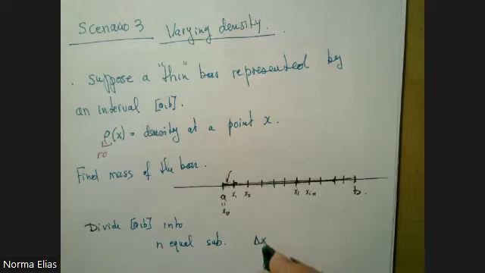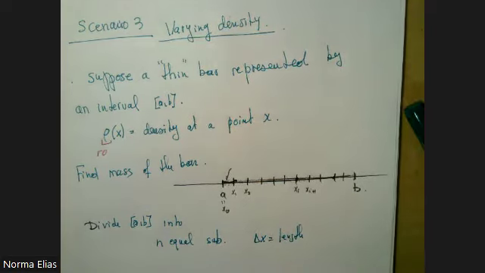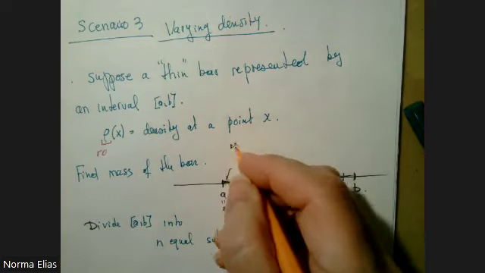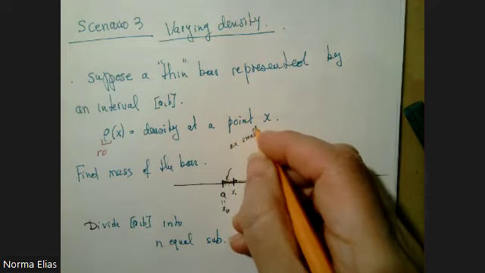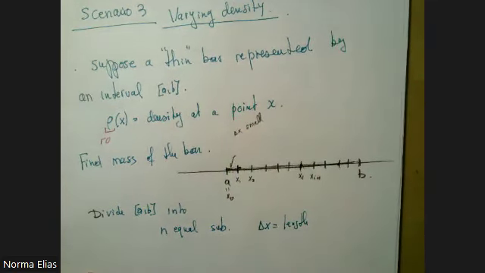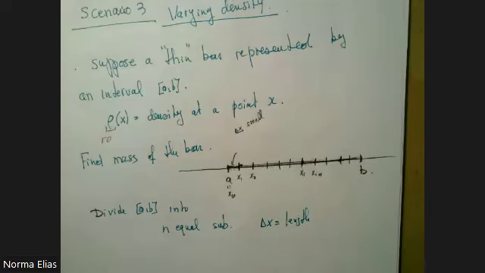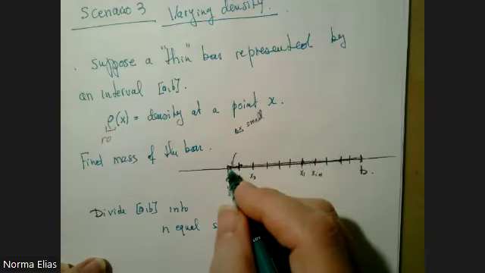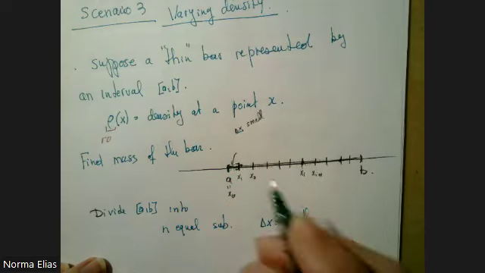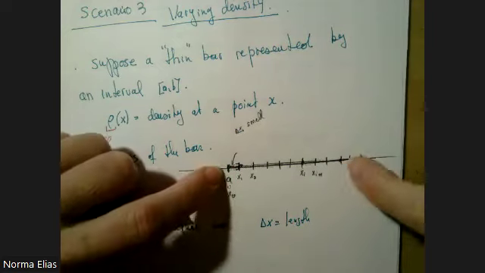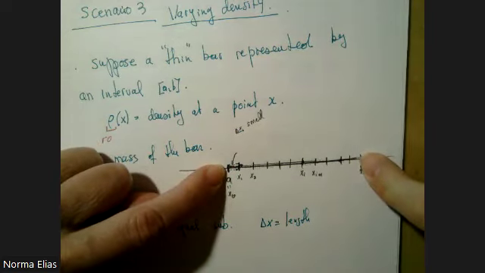And delta x is the length of each one of them, okay? So this delta x is very small. And this is the assumption I'm going to make. I'm going to say that if delta x is very, very tiny, I'm going to assume that the density over this little interval is not changing a lot. I cannot say the density all over is not changing because it is.